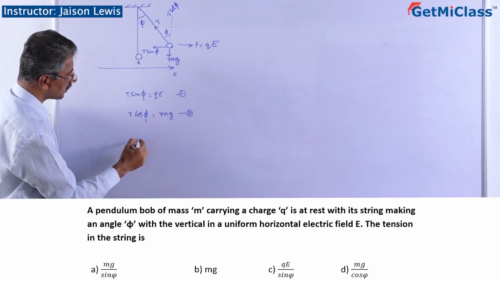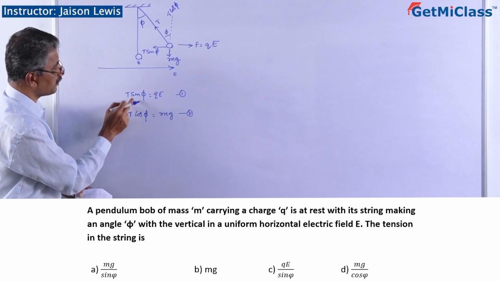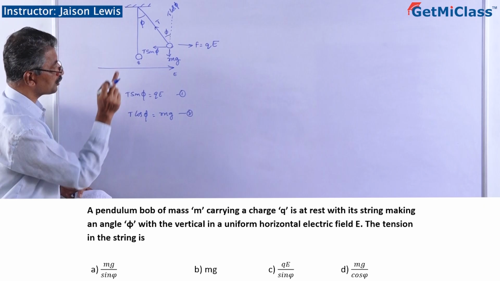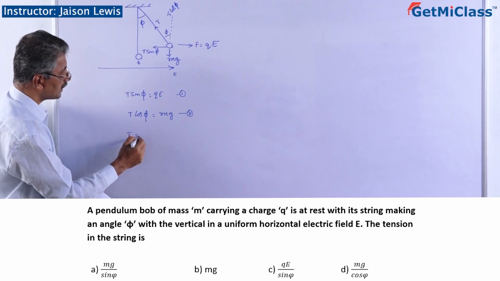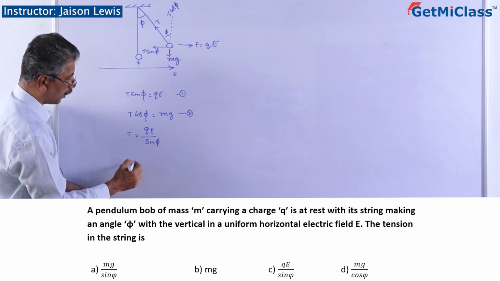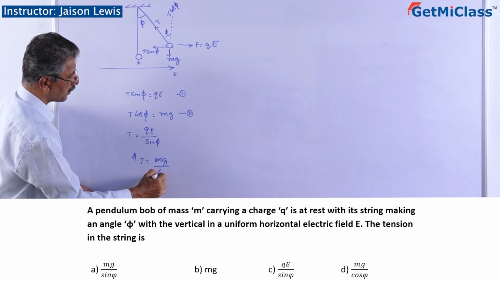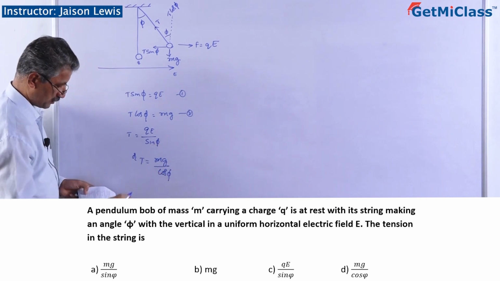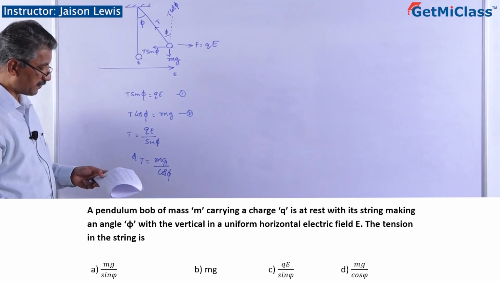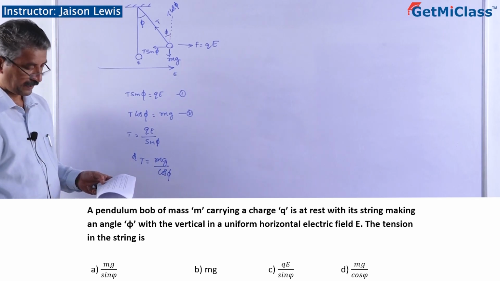We can divide these and we'll get the value of tan phi, but we require the tension T. So tan phi is not asked, we are asked to find the tension T. So two equations we can write. One is T is equal to QE divided by sin phi, or T is equal to mg divided by cos phi. So there are two ways the answer can be written.